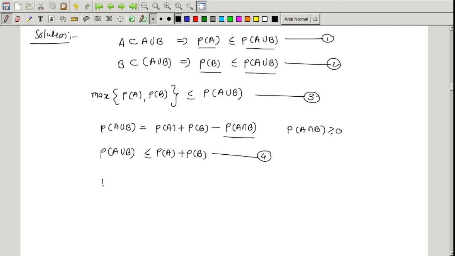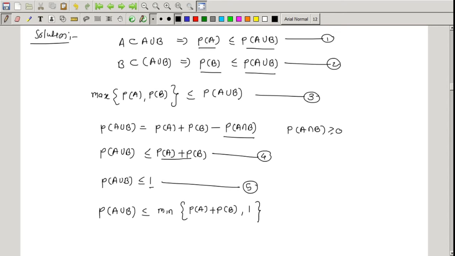Then P of A union B, this is the probability of an event. So probability is always less than or equal to 1. This is my equation number 5. So A union B is less than, this is first part and this is second part. So if A union B is always less than the minimum of these two, I can write from 4 and 5, P of A union B is less than or equal to the minimum of P of A plus P of B and 1. This is my equation number 6.